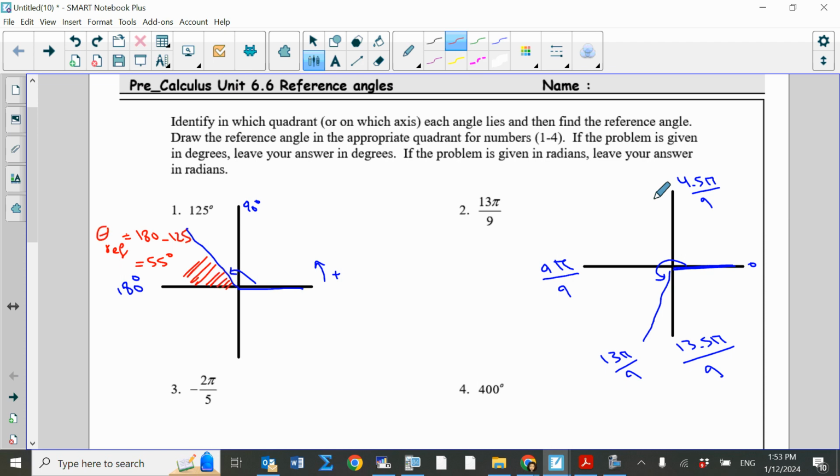What is the reference angle? That's the distance between the terminal side and the x-axis. What's the measure of that? Find this distance. Theta reference will be 13 pi over 9 minus 9 pi over 9, which is 4 pi over 9.